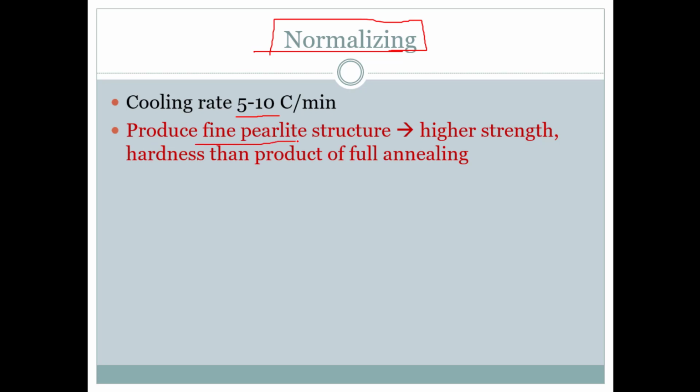It produces fine perlite, as we mentioned, a structure which has higher strength and hardness than the product of full annealing. So this one produces better properties in terms of strength and hardness, and also in terms of structure, fine. In annealing we have coarse.